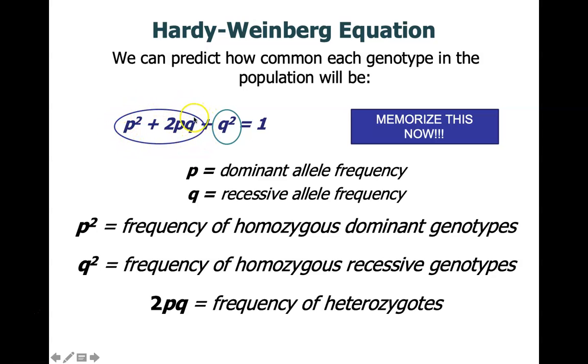This P squared plus 2PQ, if you think about what that is, that's the dominant phenotype: the homozygous dominant and the heterozygous. So P squared plus 2PQ is going to be the total number of individuals that have the dominant phenotype. So you have to remember that as well. You really have to memorize these, and you have to understand what all of these words mean. You have to think about the relationship between these numbers and the genotypes and the phenotypes. Once you get that straight, the math is the easy part.